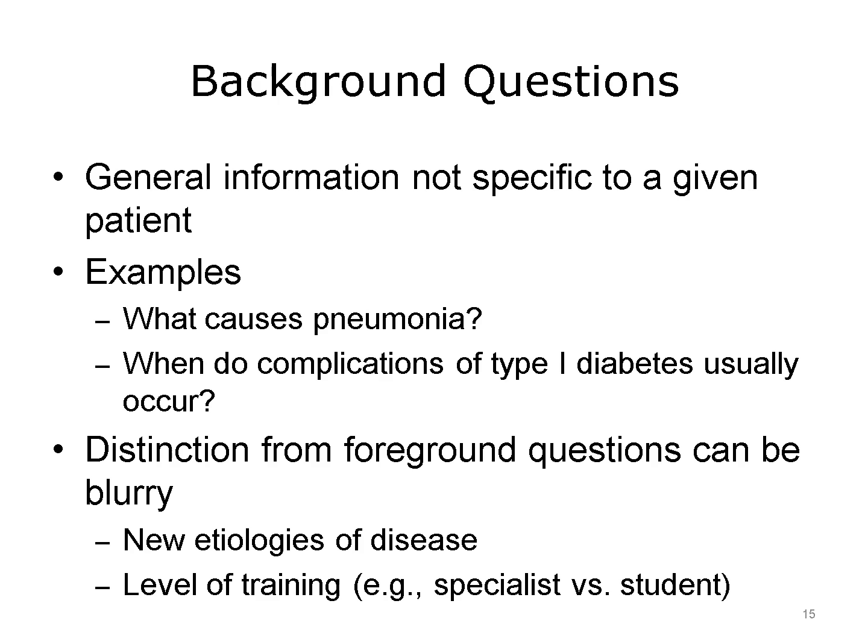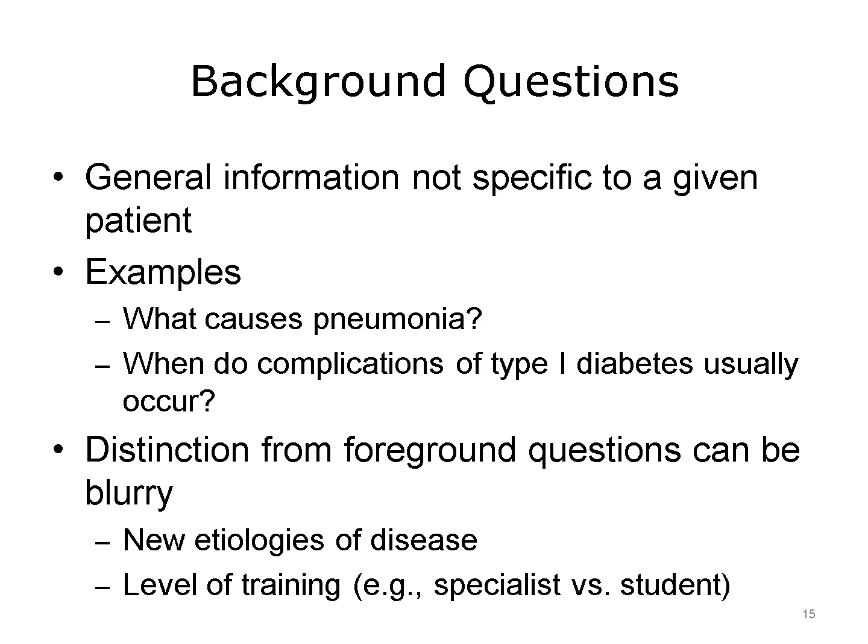Sometimes background questions ask for general information that is not specific to a given patient, such as, what causes pneumonia? What are the usual causes of pneumonia, such as bacteria, viruses, sometimes chemical pneumonia? Are there other possible causes? At what stage of the disease do the complications of type 1 diabetes usually occur? In what order do complications such as neuropathy, heart disease, and kidney failure generally occur in type 1 diabetes?